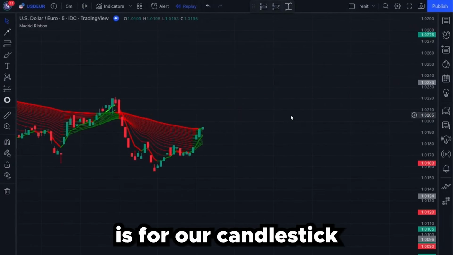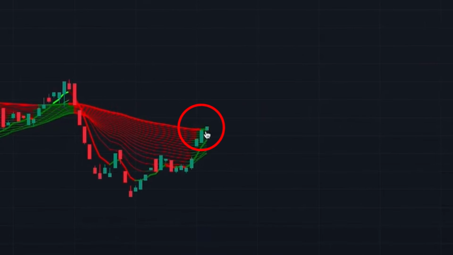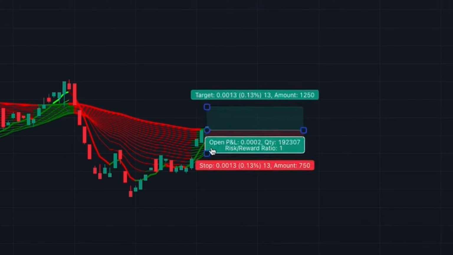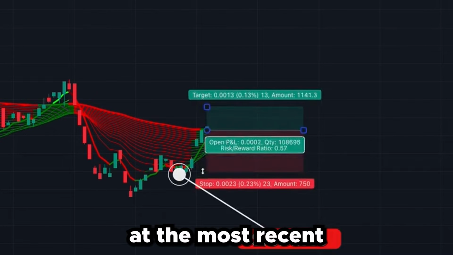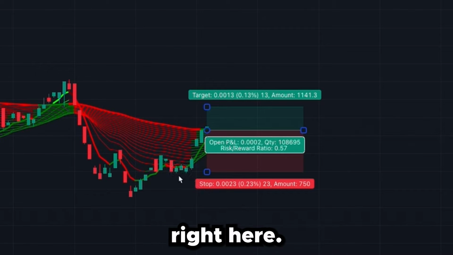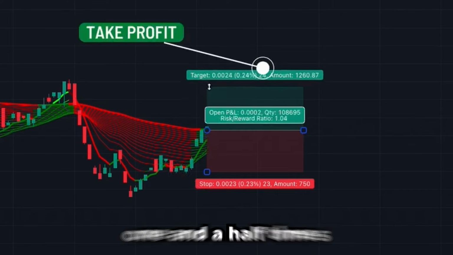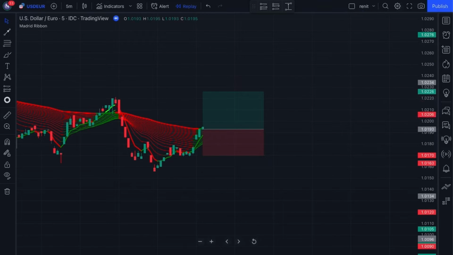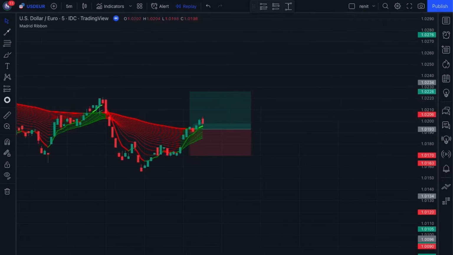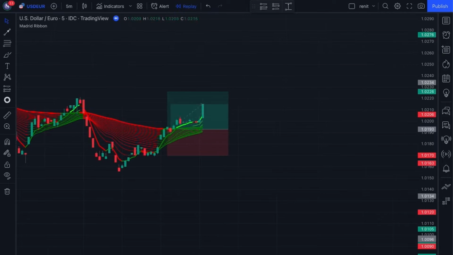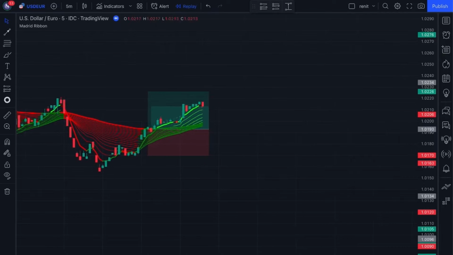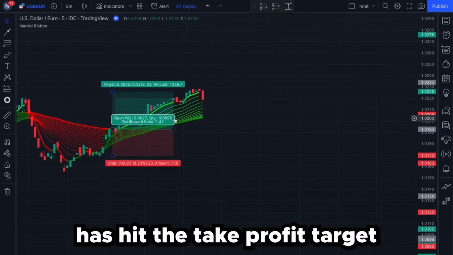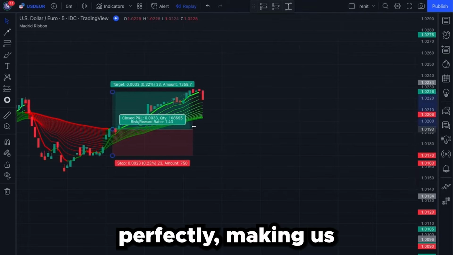The next condition is for our candlestick to also be a green color. Once we see these two conditions met, we can place a buy order on the close of our trigger candlestick. Then our stop loss will be set at the most recent swing low, which for us will be this lowest point right here. And our take profit will be targeting 1.5 times the risk. And the price action has hit the take profit target, so this trade has gone perfectly, making us a nice profit.